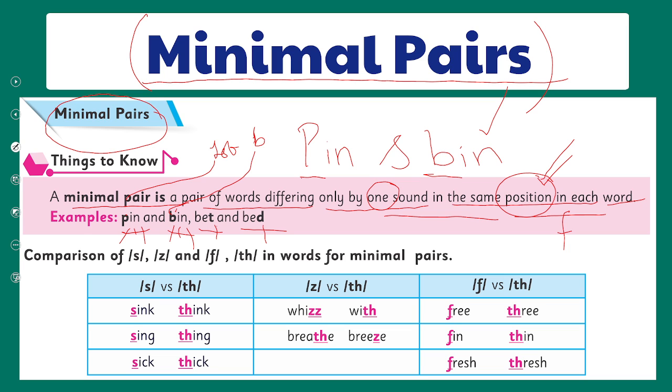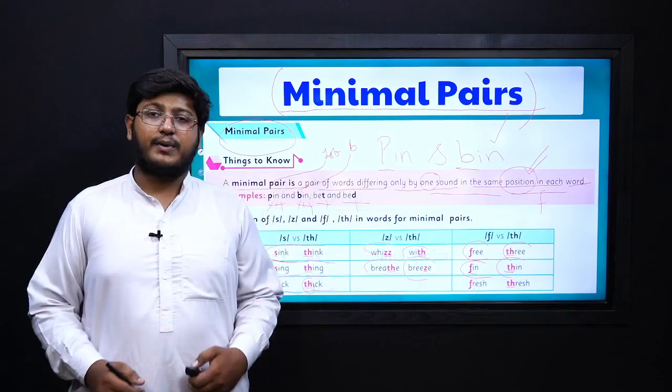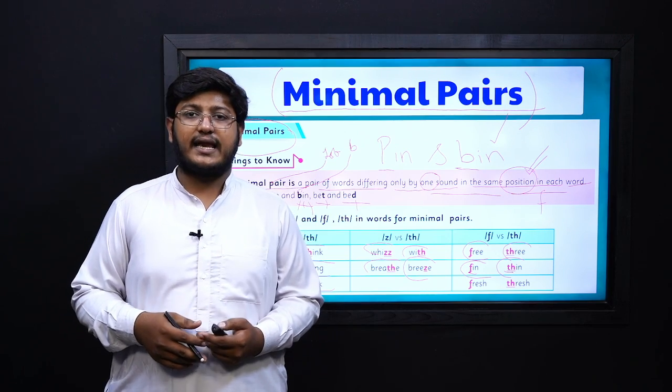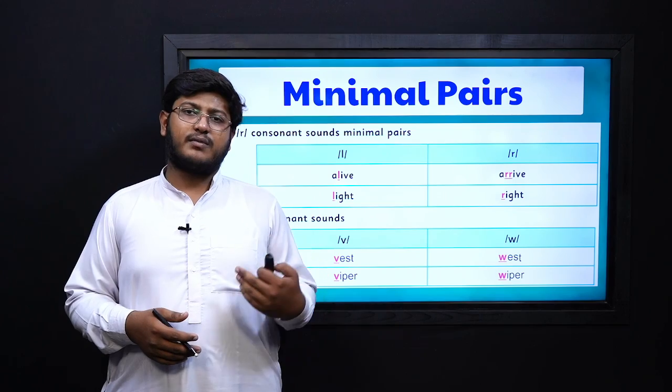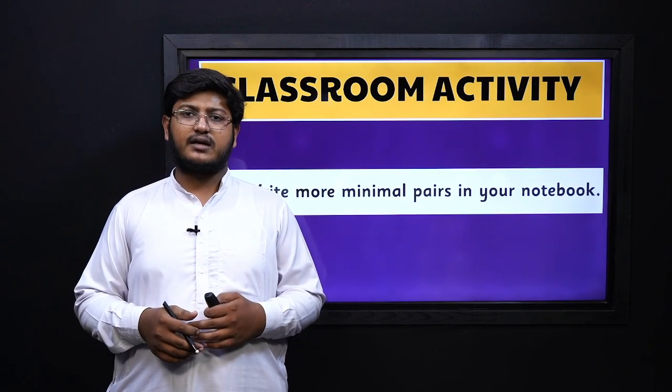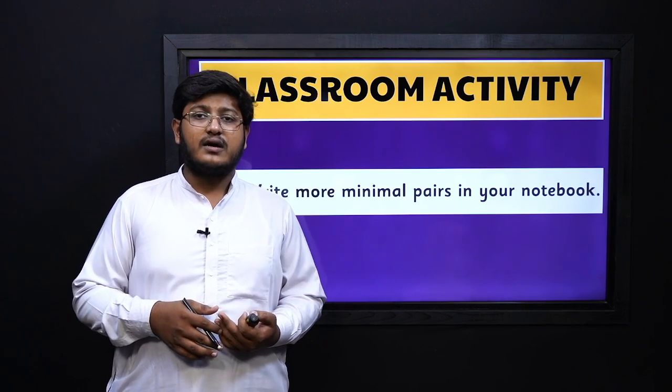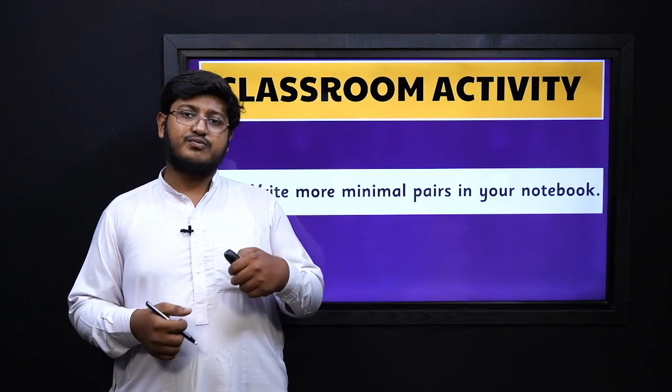There are a number of examples of the minimal pairs, like sing, think, sick, thick. So the first sound is different in both the words and the rest of the word is the same. So this is why we can say they are minimal pairs, like whiz, with, breath, breeze, free, three, fin, thin. So we just replace one sound and we have a new word. So this is how the concept of minimal pair works, and these are the minimal pairs which are used in the language. I hope you guys have understood. Here are some other examples, so kindly go through these examples as well. I hope you guys have understood what a minimal pair is, how minimal pairs are formed in the language, and how we can use these different sounds to make new minimal pairs.